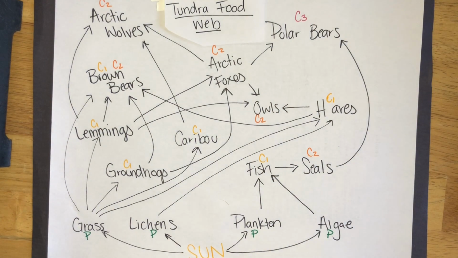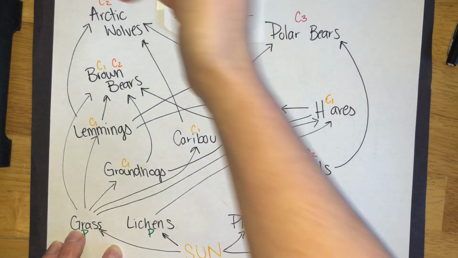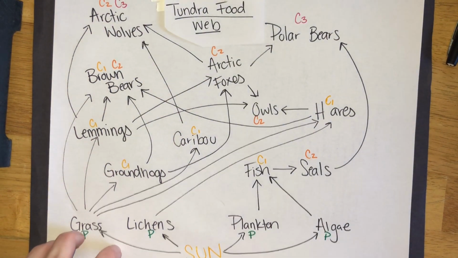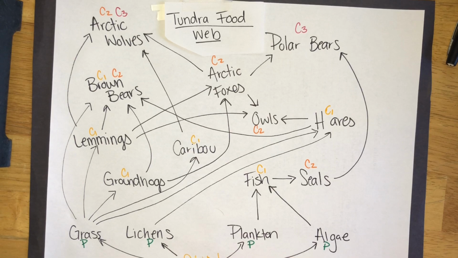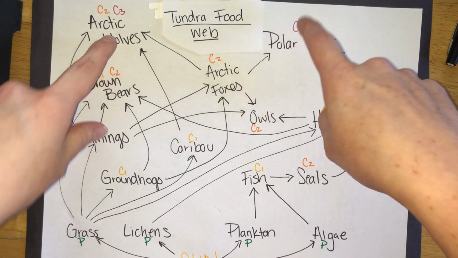Okay, and then just make sure that you go back and double check, because I already see I missed one of these. The Arctic wolves are also a C3 because we have our C1, C2, C3. So make sure that you go back and double check these before you submit. Last thing I want to mention is that this particular food web does not have a C4 or a quaternary consumer. It does have two C3s.